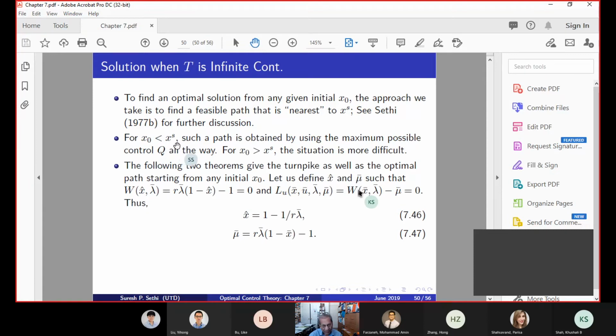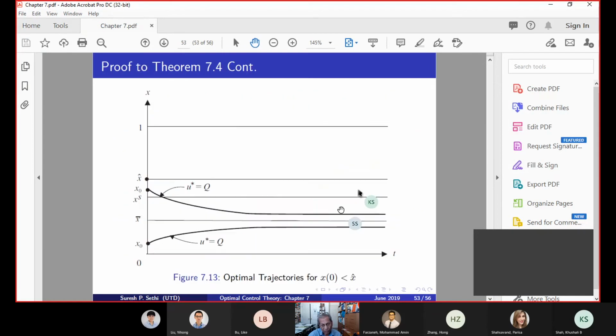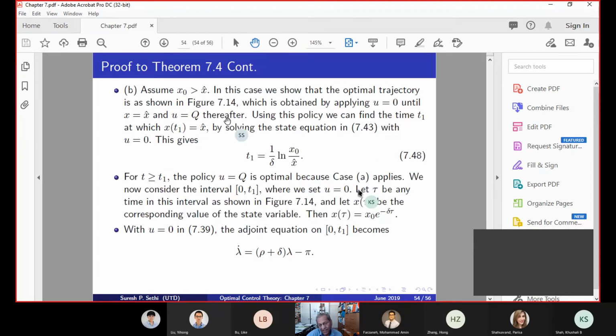Okay. So when x0 is bigger than xs, what happens is, let us find x hat and mu bar such that W(x hat, lambda bar), which is the switching function, is 0. So if you do that, L sub u, which is the Lagrange multiplier, would be exactly this, and I will have a mu bar and x hat. So I can find x hat in terms of this, and once I have x hat, I get to the solution of the problem. Once I have x hat, I can find T1.